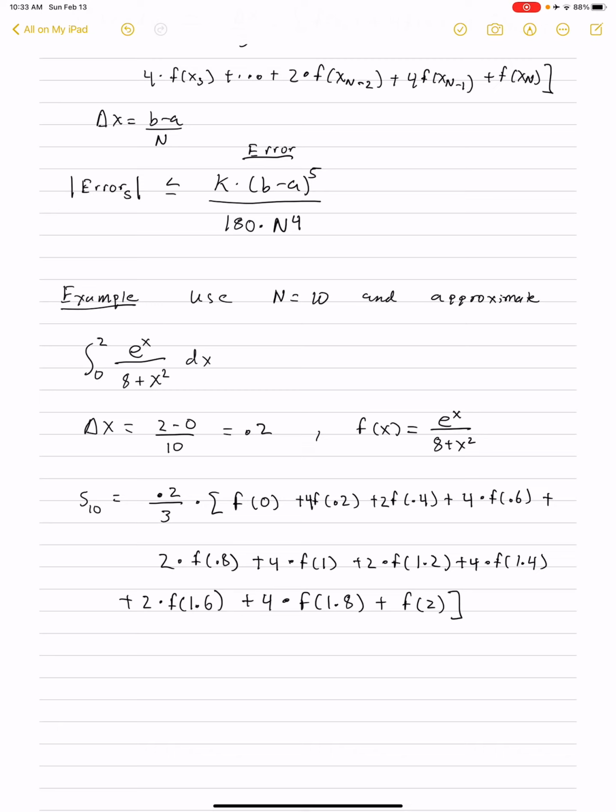Now when I do this calculation, all of this needs to go into a calculator, okay? And to calculate f of 0.4, for example, I plug that into e to the x divided by 8 plus x squared. So that would be e to the 0.4 divided by 8 plus 0.4 squared. We put this into a calculator, and we're going to get 0.648. Okay, so that is our approximate value for this integral on 0 to 2.